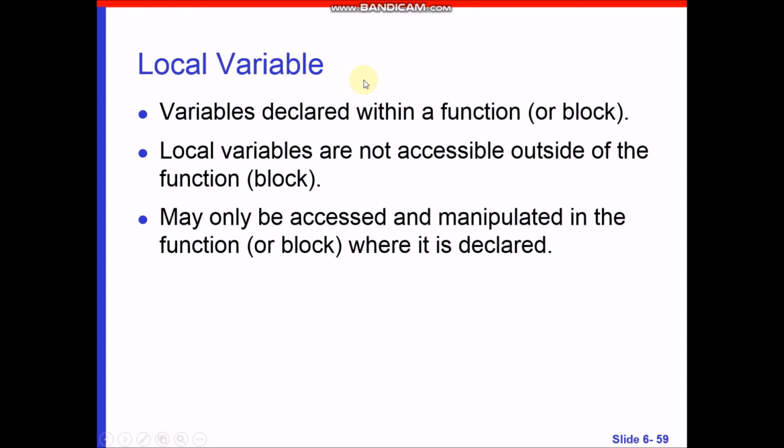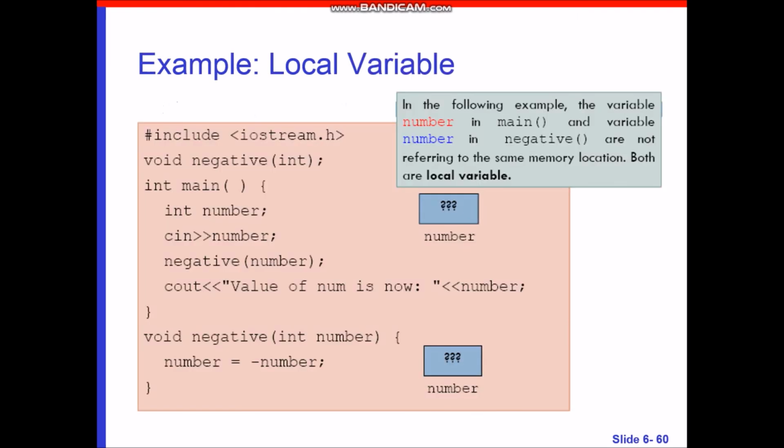So what is local variables? So local variables are variables that we declare within a function or block. So basically, local variables are not accessible outside of the function or block, and may only be accessed and manipulated in the function or block where it is declared. For example here, you will have the main function that consists of the local variable, which is int number.